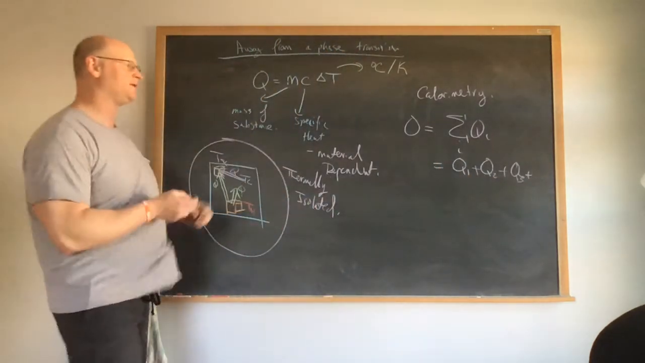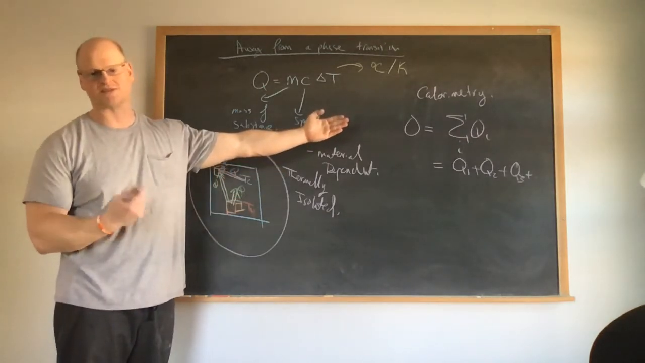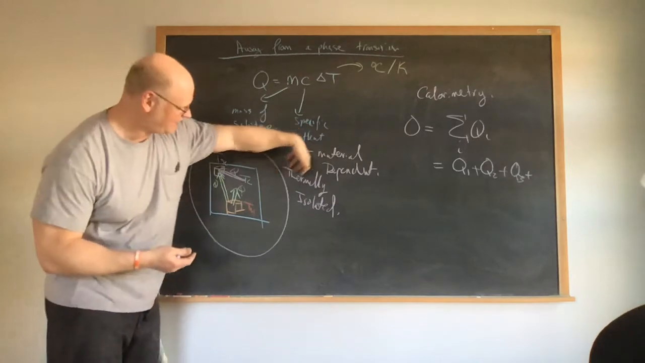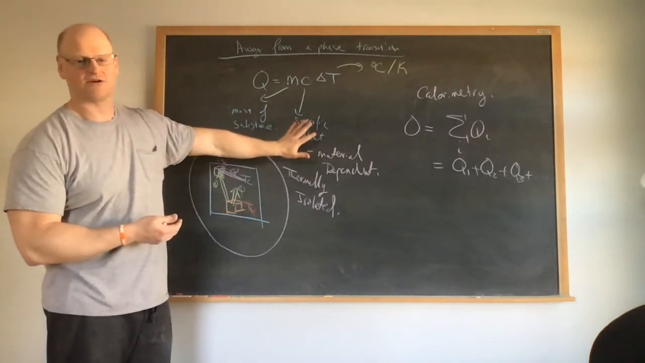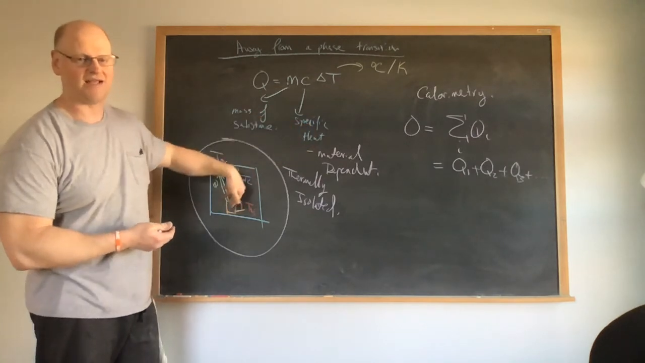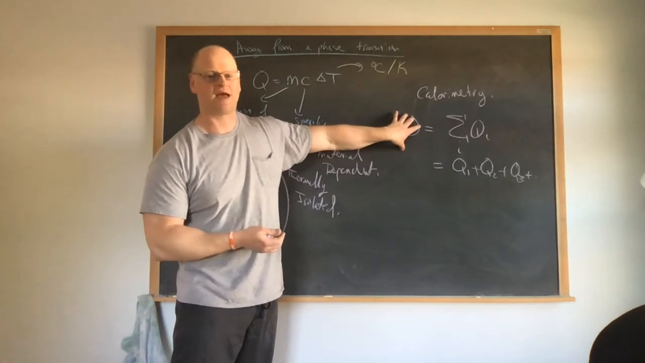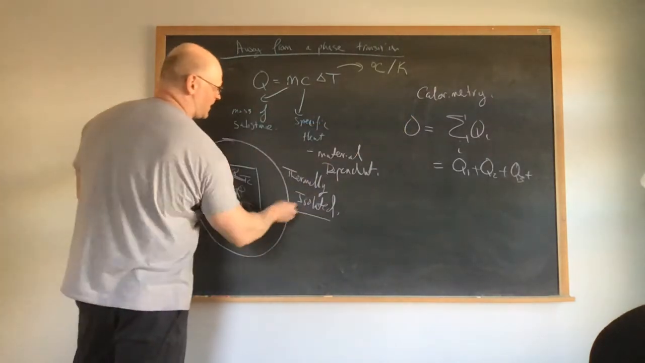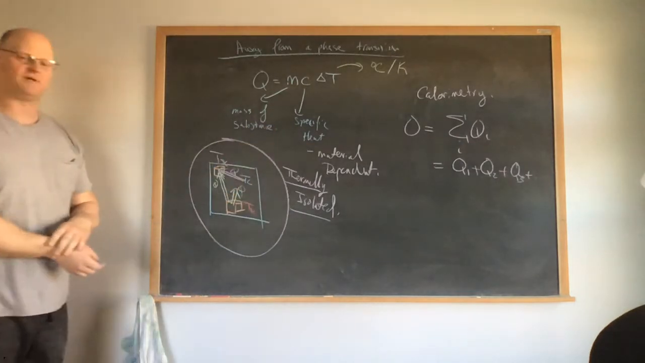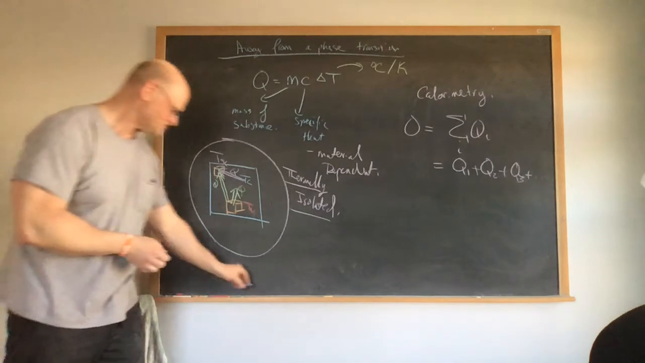The only time this would be non-zero is if I was losing heat to the exterior, meaning it was not thermally isolated, or if I had heat coming in from the exterior. If I was losing heat to the exterior, that would be a negative. If I had heat coming in from the exterior, that would be a positive. So this would not be 0 in this case. But as long as I have a thermally isolated system, the total heat must be equal to 0. This is what's called calorimetry.